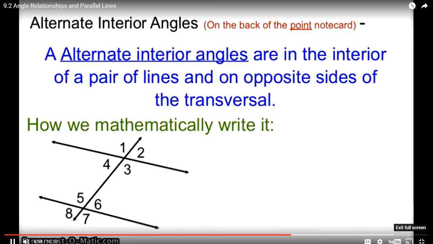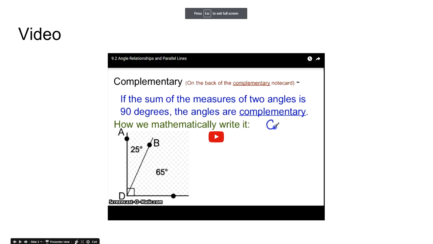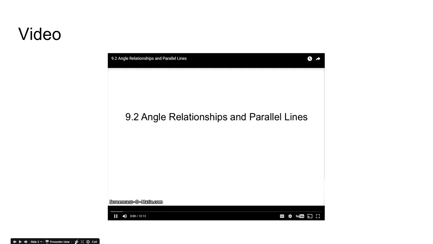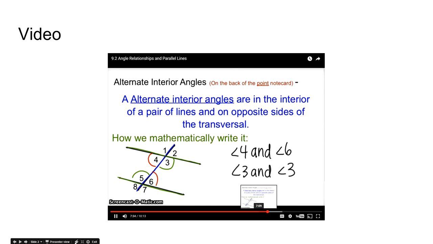Last note card, alternate interior angles. 9.2 angle relationships. 6 examples: adjacent, interior, 1 and 2 and 8.